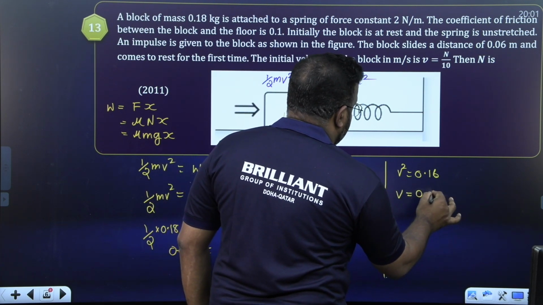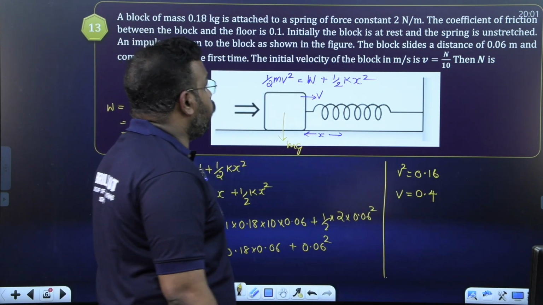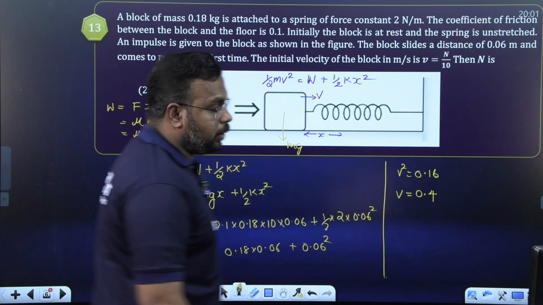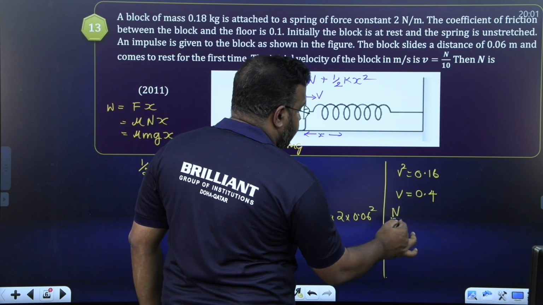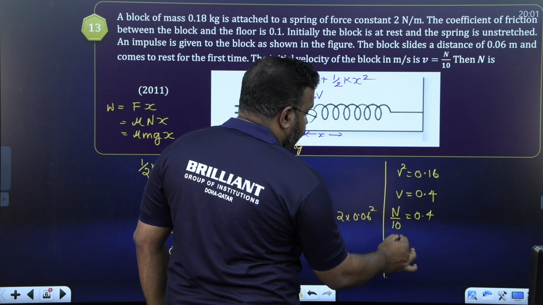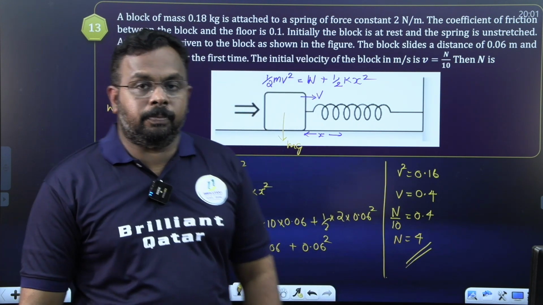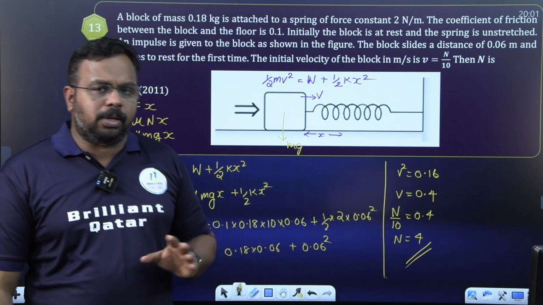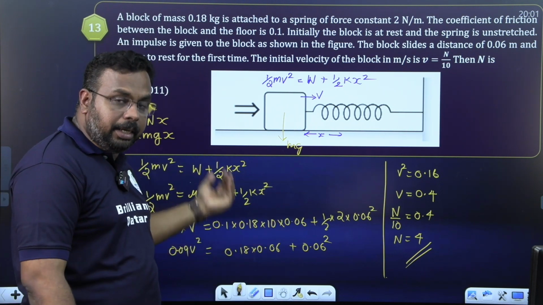But remember, the question is not to find the V value. The question is, if V is equal to n by 10, then what is n? That's the question. So we can substitute this V as n by 10. So n by 10 is equal to 0.4. So n is equal to 4. That is the answer. You don't need to worry about the calculation part, you have the skill. Idea is important. If this idea is clear, you can do it.